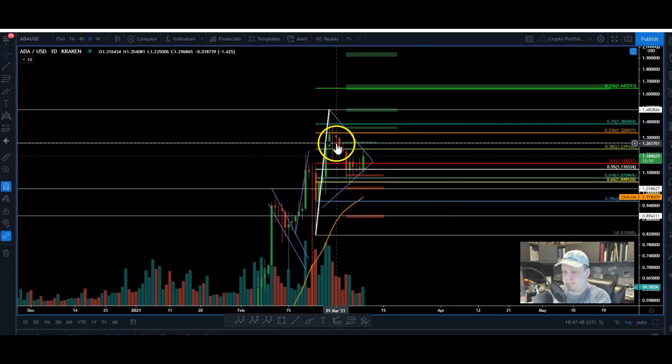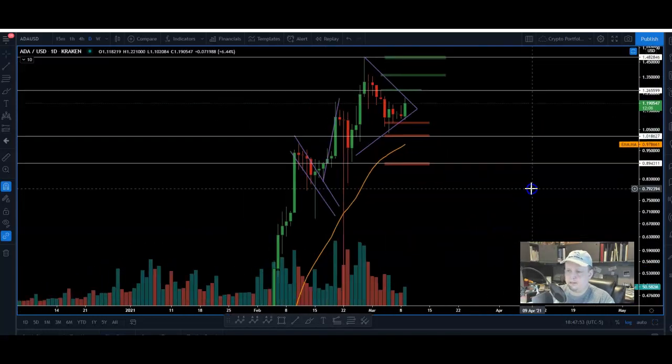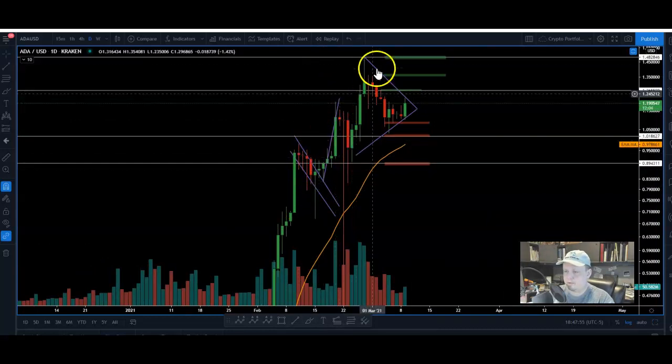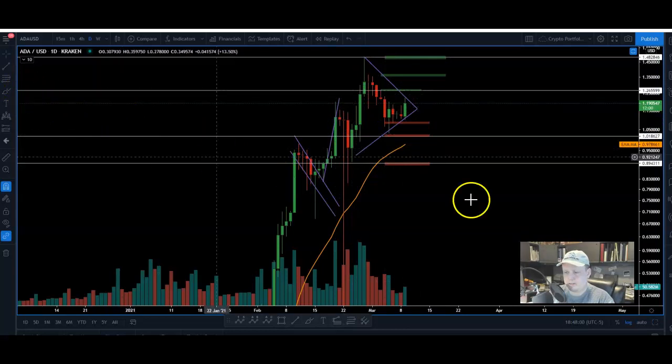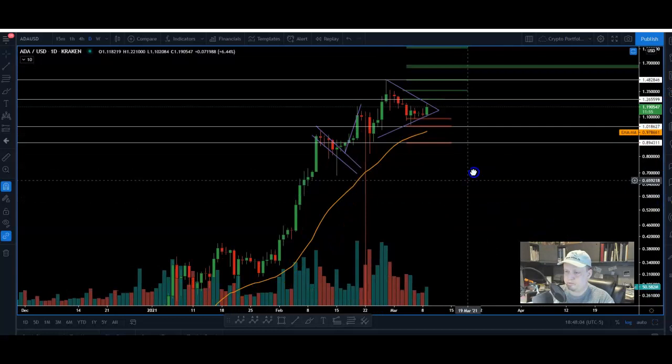Nothing crazy. I guess the other thing you could do is see a 1, 2, 3, 4, 5, A, B. We could be in an ABC corrective wave after this impulse. This is a crazy impulsive move here.